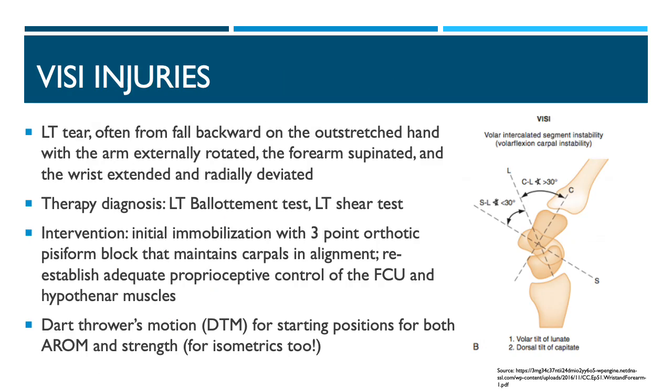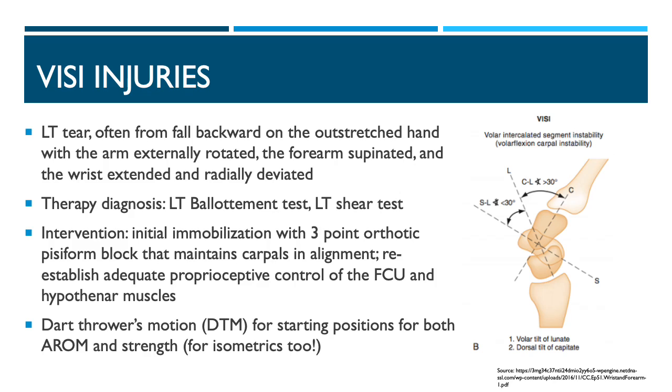If you have an LT tear, that would cause your VISI injury. So this often occurs from a fall backwards on the outstretched hand with the arm externally rotated and forearm supinated. Your wrist is extended and radially deviated. In this position during the injury, what happens is the pisiform will impact against the extended triquetrum, but then the lunate's kind of constrained dorsally by the radius, so the lunate can't go further backwards with the triquetrum, so you'll have that tear between the two.